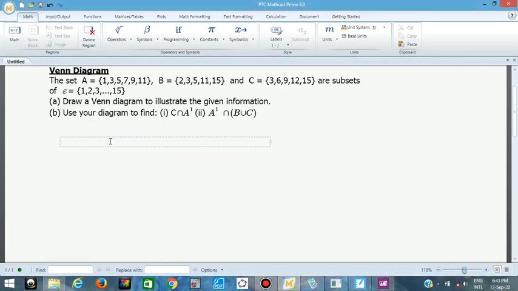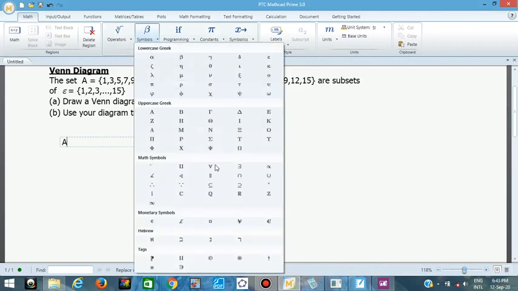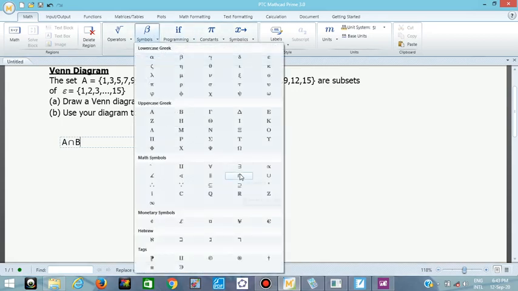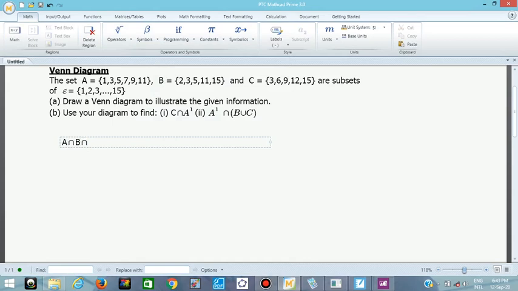So I have my A. Let me get my symbol again. Intersection B. And intersection C. So this is equals to, I know this is the kind of bracket we use for sets. Take note of this curly bracket. So those elements you have in A, B, and C.